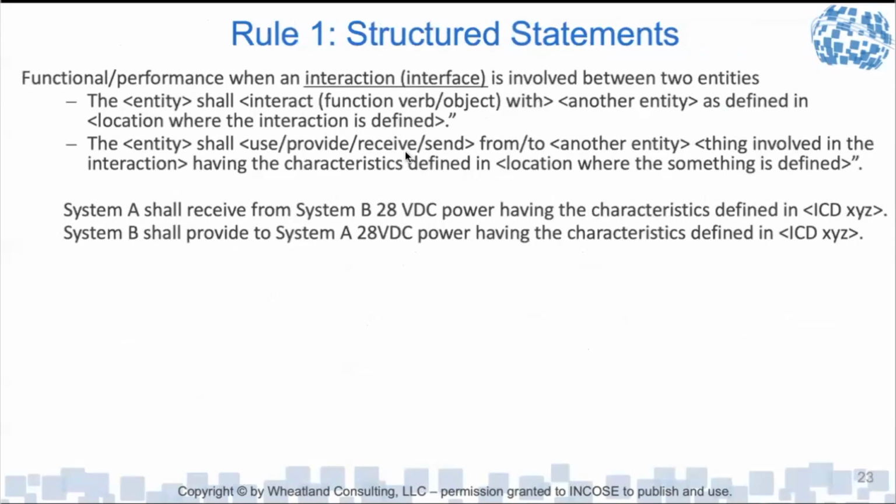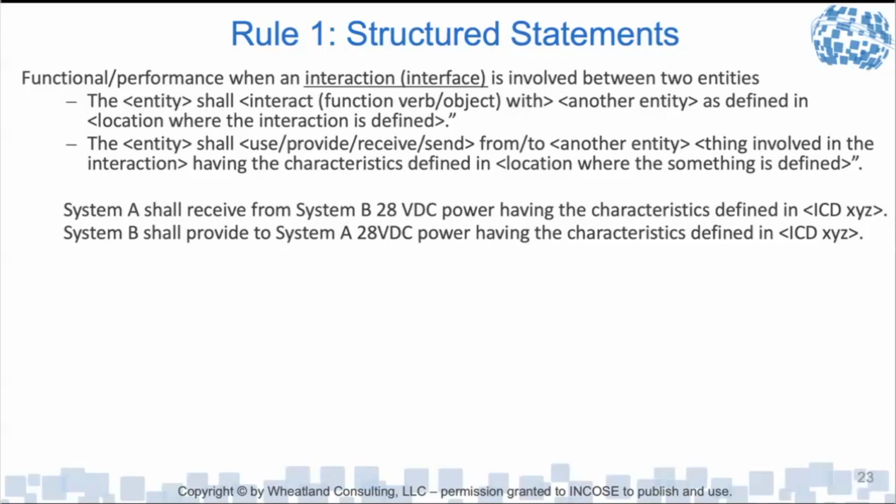So when we talk about functional and performance requirements, there's also interaction, or interface, requirements. Interface requirements really are functional requirements. It's just that the function involves the interaction of two different systems. A pattern of those is: the entity shall interact with another entity as defined someplace, and typically that would be an ICD. The entity shall use, provide, receive, or send something from another entity, involved in an interaction having certain characteristics defined in some location, which could be an ICD. And then we have examples.